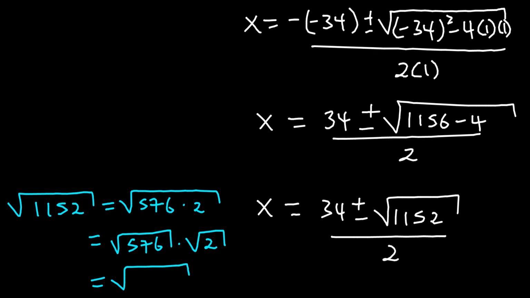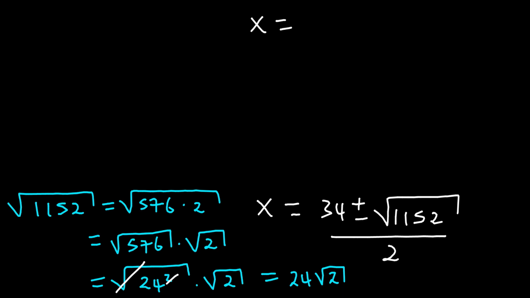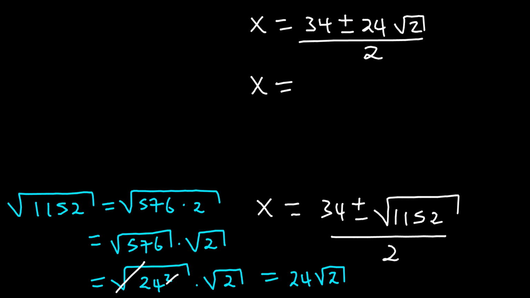Now 576 is the same as 24 to the power of 2 times the square root of 2. This 2 will cancel with the square root. And so we shall remain with 24 times the square root of 2. So x will be equal to 34 plus or minus 24 times the square root of 2, divided by 2. And if we divide through by 2, we shall have x equaling 34 divided by 2, which is 17, plus or minus 24 divided by 2, which is 12, times the square root of 2.